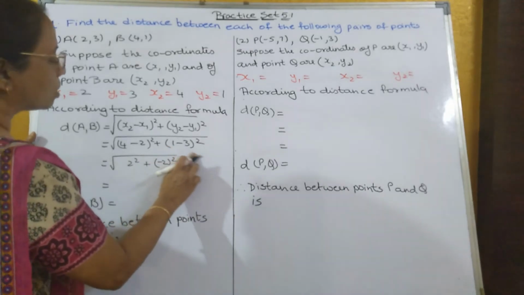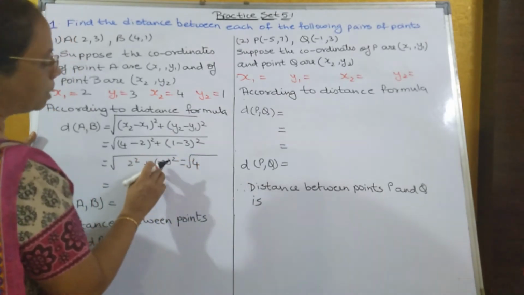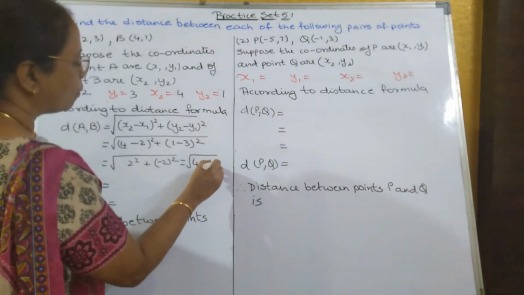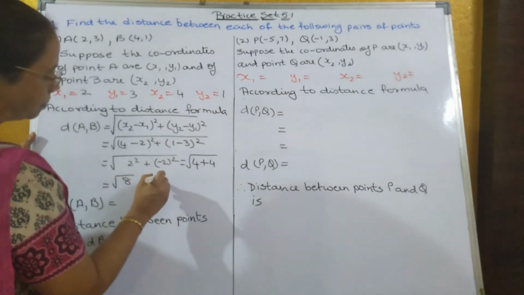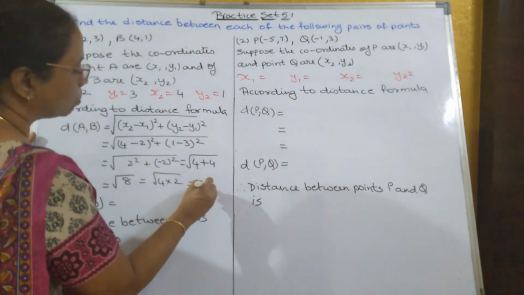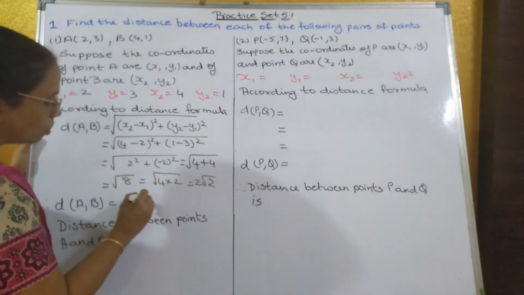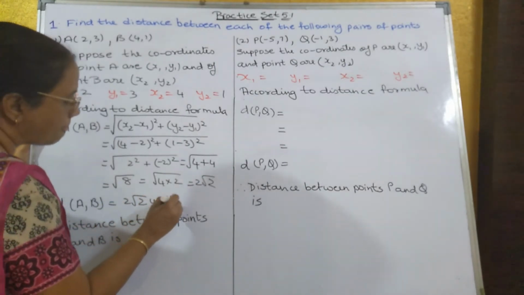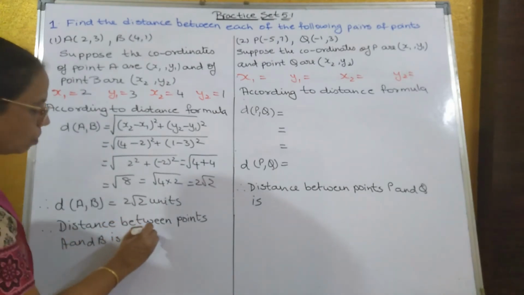So that is equal to 2 the whole square is 4 and minus 2 into minus 2 is also 4. So that is equal to root 8. That's equal to root of 4 into 2. So that is equal to 2 root 2. So distance AB is equal to 2 root 2 units. So distance between points A and B is 2 root 2 units.